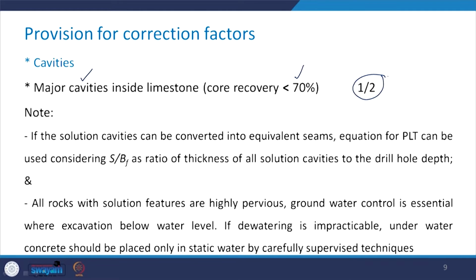Now there are a few things one needs to keep in mind, which have been given as a note here in this slide. Take a look: if the solution cavities can be converted into equivalent seams, the equation for plate load test can be used, considering S upon BF as the ratio of thickness of all the solution cavities to the drill hole depth. So instead of S upon BF, you can use the ratio of thickness of all the solution cavities to the drill hole depth.